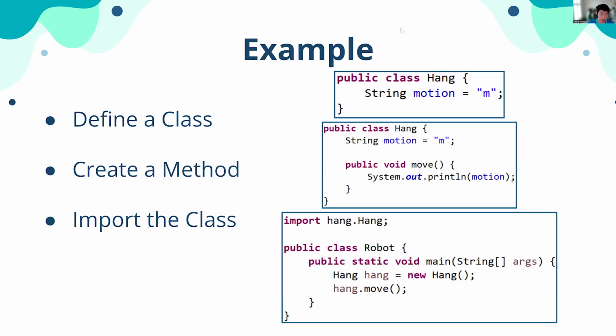Finally, here's just an example on how to define a class, create a method, and import the class. So you can see we have a class called hang at the top here, and a string within that class that has the motion of the hang. Then we define a method called move that prints the motion. And finally, we import that hang class into a different class called robot, and we can use that method in robot as well without needing to reprogram it.